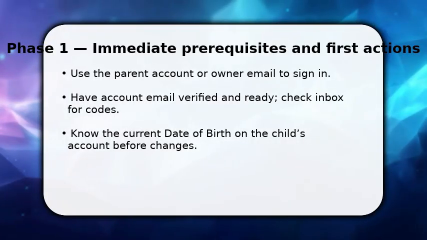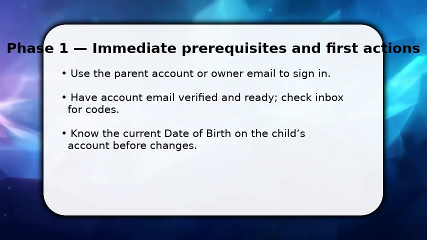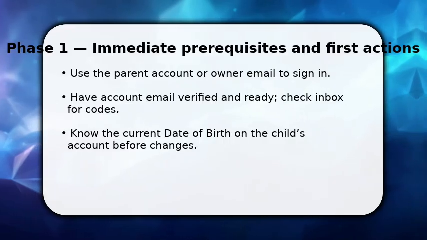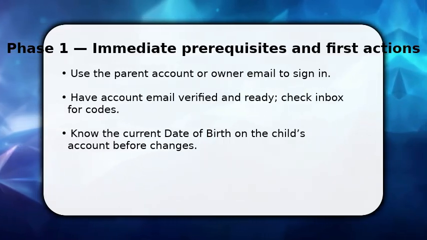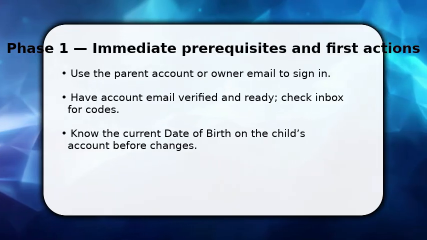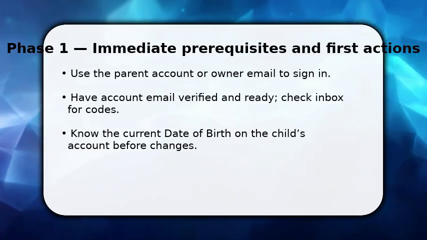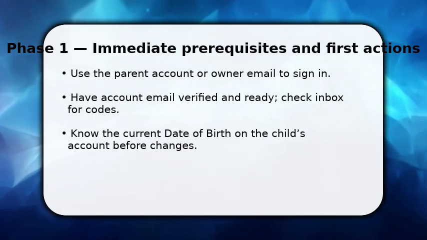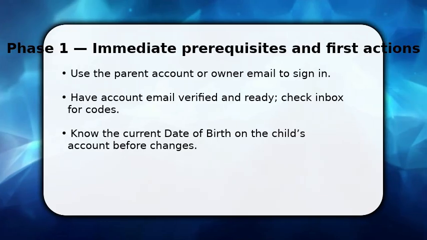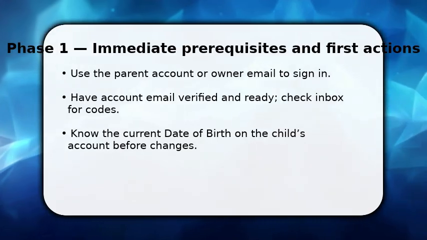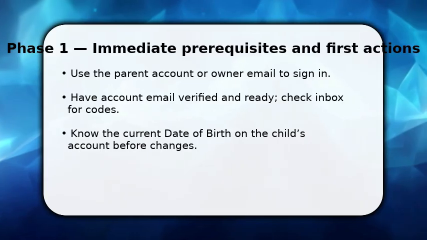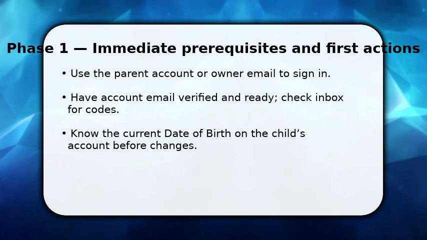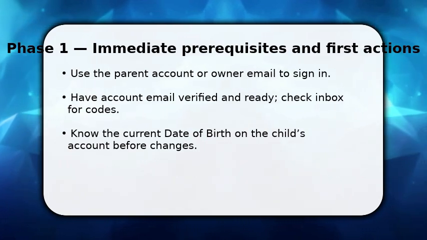You start by signing into the Roblox account that manages parental controls. You must be the account owner or parent. Once signed in, make sure your email is verified and you can receive security codes, because Roblox requires verification for sensitive changes. Check account info to note the current date of birth. This saves time if you later dispute or request support. When ready, open the Settings gear icon and proceed to Account Info to attempt the DOB edit.